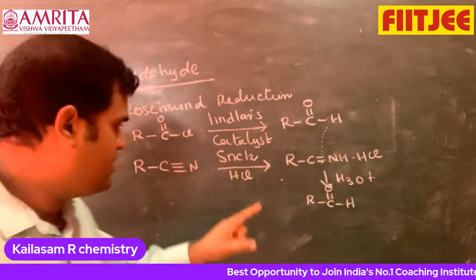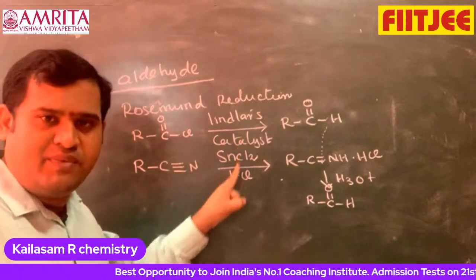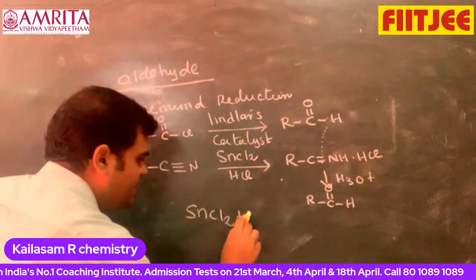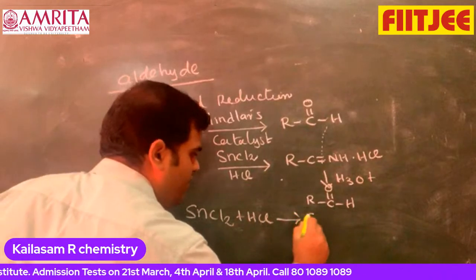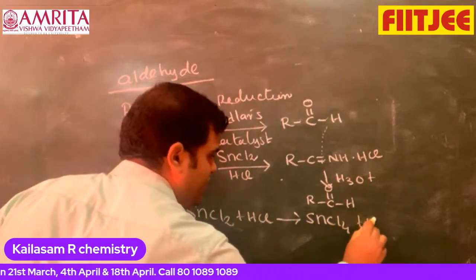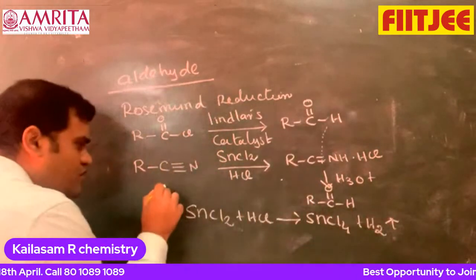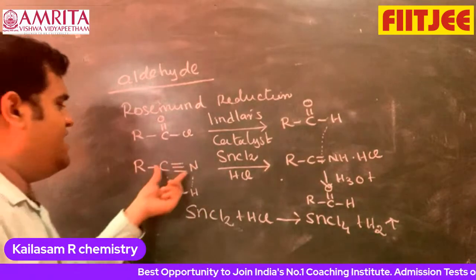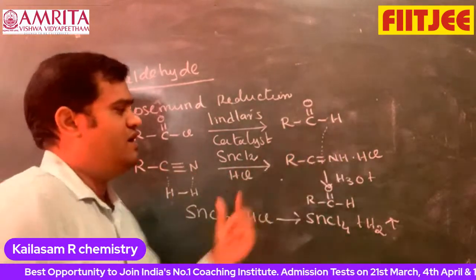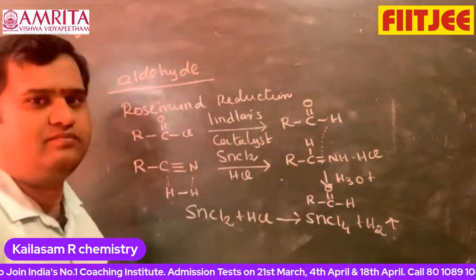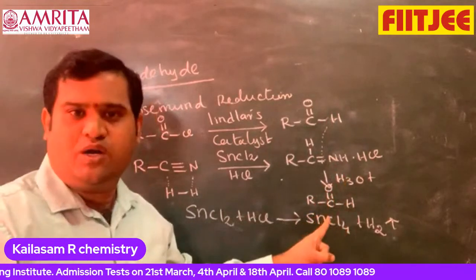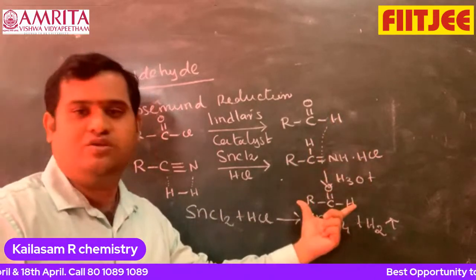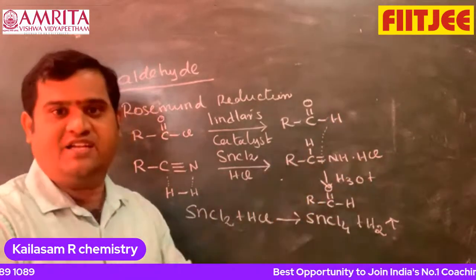How does this reaction take place? Look at this. When I mix SnCl2 and hydrochloric acid, what is going to form? SnCl4 plus H2 gas liberated. This H2 gas is going to add, and C triple bond N becomes C double bond NH. When hydrolysis takes place, I am going to get RCHO, because the imine undergoes acidic hydrolysis and produces carbonyl compounds such as acetaldehyde.